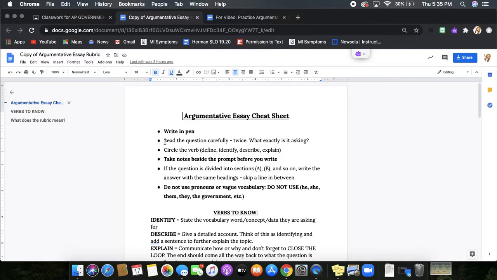Okay, so just make sure you're reading the questions really carefully. What is it saying? Read it twice maybe. Okay, circle the verbs. What actions do you need to take? Okay, so define, identify, describe, explain. Maybe even take notes or start to organize an outline before you start to write. This will really help, especially if you are someone who needs a little bit more organization or need to gather your thoughts before diving into writing.